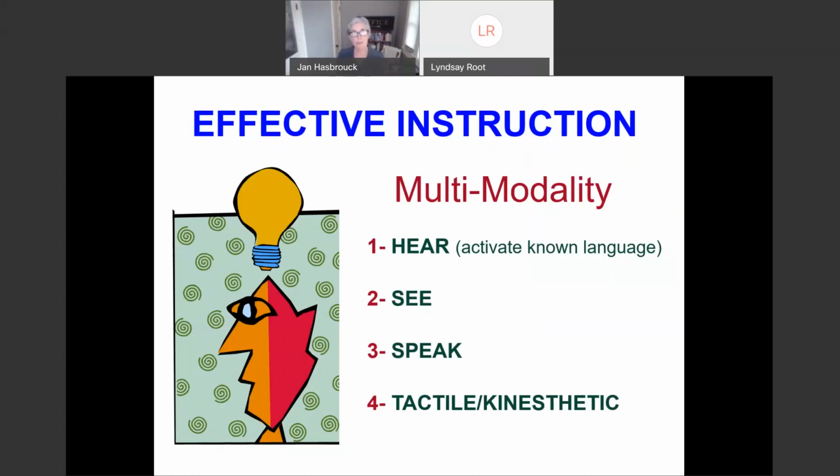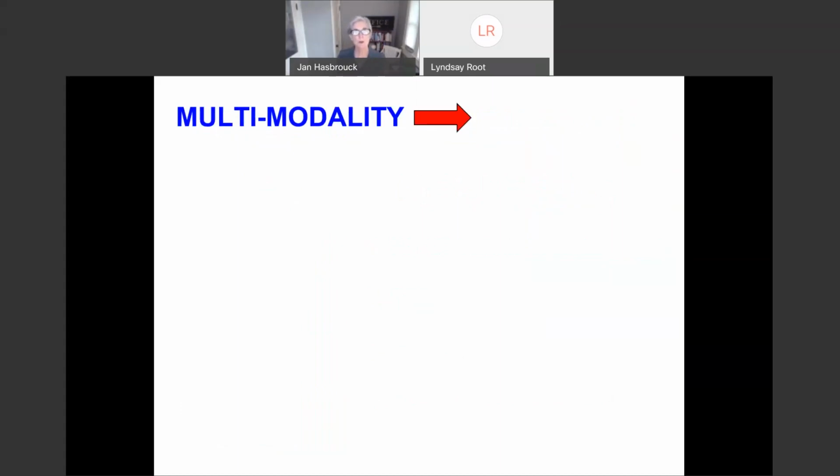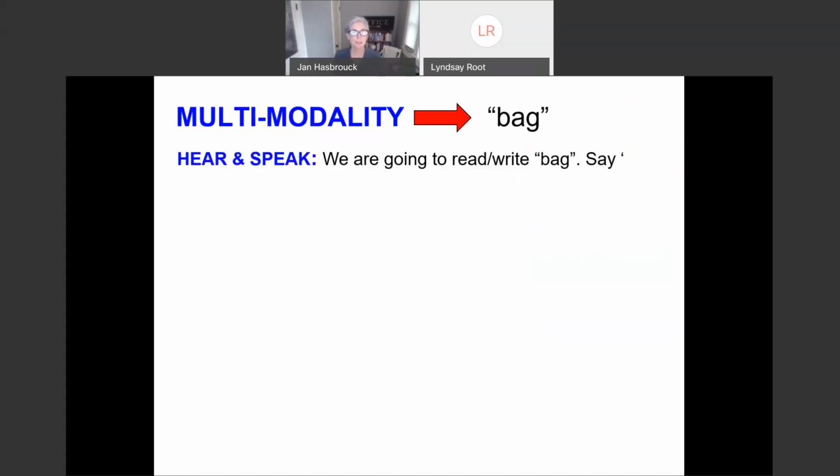So let me give you an example of that. If we're going to do a multi-modality explicit instruction around the word bag, this would be something we would do with our kindergarten students. So we're going to teach them the word bag. Quickly going through this, the teacher would start to activate their hearing and say, we are going to write the word bag. So they're hearing that word. Ask the students to engage, say bag. So we're hearing and speaking.